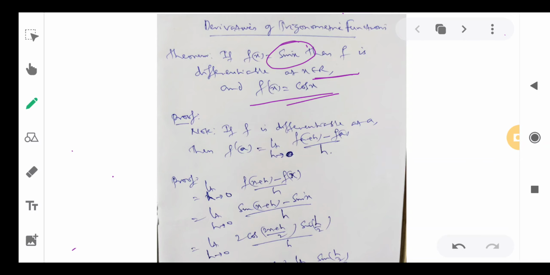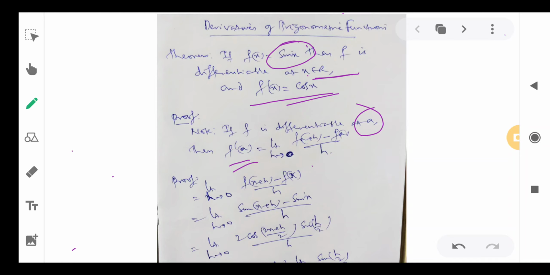Now we know that by the definition of differentiation, if f is differentiable at a point, say for example here a, in our case x belongs to R, a belongs to R. So at a point x belongs to R, we have to find out. The definition is: if f is differentiable at a, then f dash a, here in our case f dash x, will be equal to limit h tends to 0 of f of a plus h minus f of a by h.